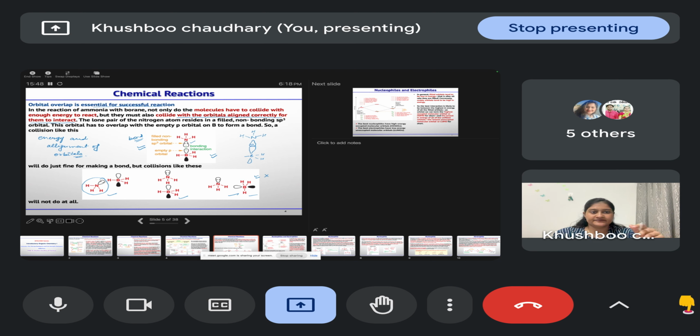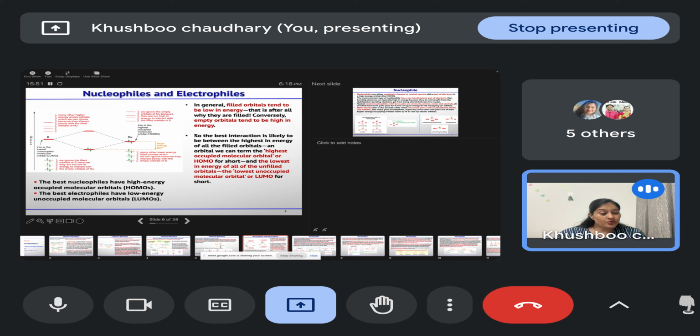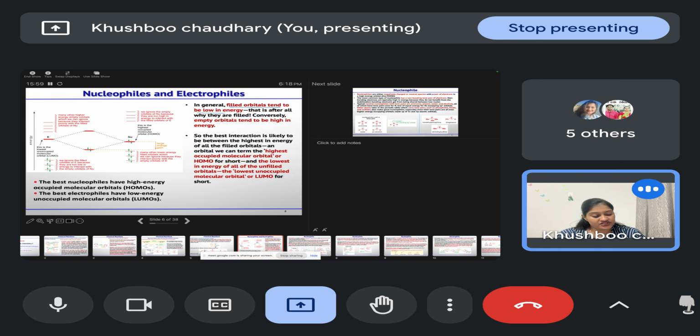No, madam. Okay. So let us discuss nucleophiles and electrophiles now. Generally, filled orbitals tend to be lower in energy, and the empty orbitals tend to be higher in energy. So if we draw the energy profile diagram for an electrophile and a nucleophile, whatever filled orbitals are there in the electrophile, we are not going to consider, because the electrophile is the species that is going to accept the electron. So we will consider its LUMO, that is, the lowest unoccupied molecular orbital.